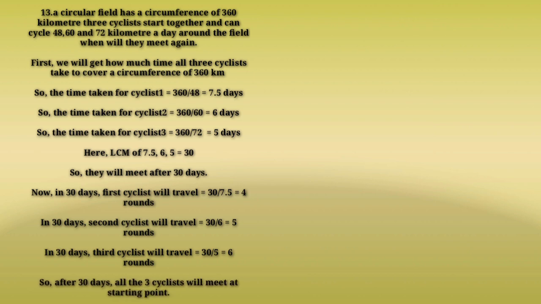Okay, in 30 days, first cyclist will travel 30 divided by 7.5, 4 rounds. In 30 days, second cyclist will travel 30 divided by 6, 5 rounds. In 30 days, third cyclist will travel 30 divided by 5, 6 rounds. So after 30 days, all 3 cyclists will meet at the starting point.